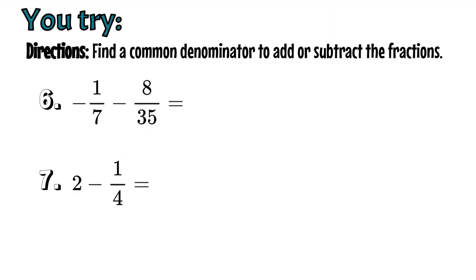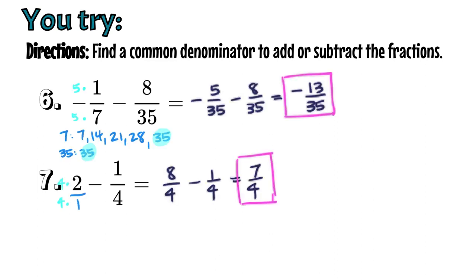Pause the video and try examples 6 and 7 on your own. Hopefully you paused the video and you found that number 6 is equal to negative 13 over 35, and number 7 is equal to 7/4.